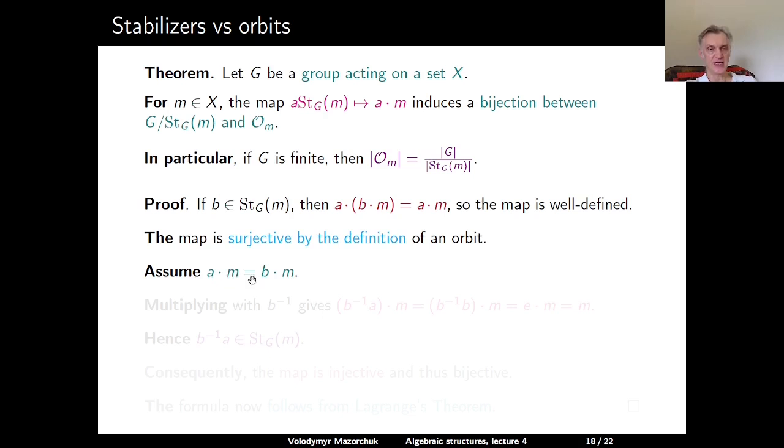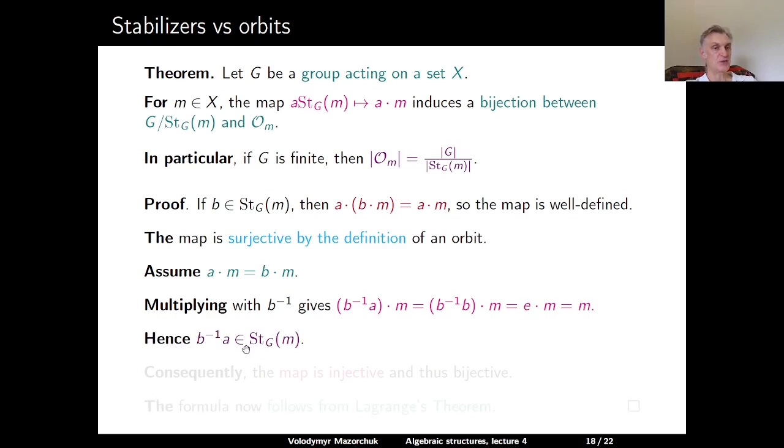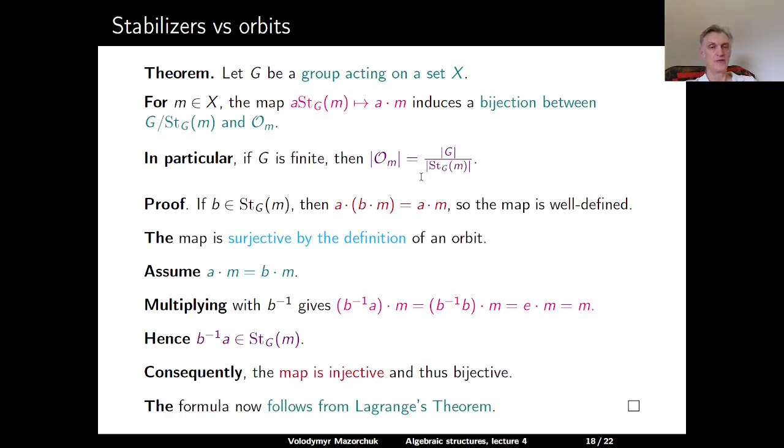So assume that A times M is equal to B times M. If we multiply with B inverse, we get B inverse A times M is equal to B inverse B times M, which is the identity applied to M, which is M. And this means that B inverse A belongs to the stabilizer of M. So if AM is equal to BM, then B inverse A belongs to the stabilizer of M. And then, of course, A is equal to B times B inverse A. So our map is indeed injective, and so it is also bijective. And now the formula about the cardinalities follows directly from Lagrange's theorem.